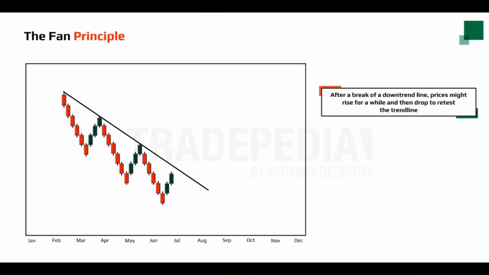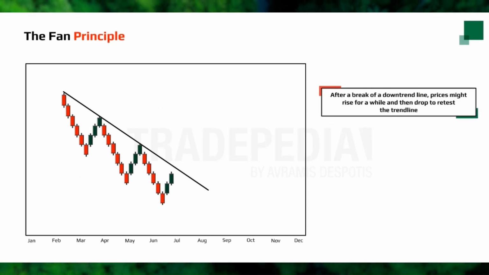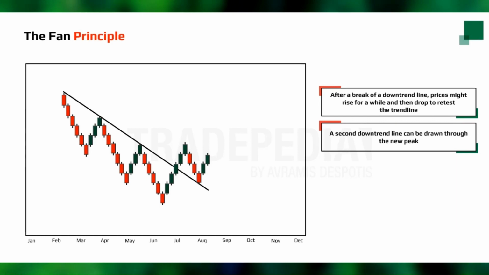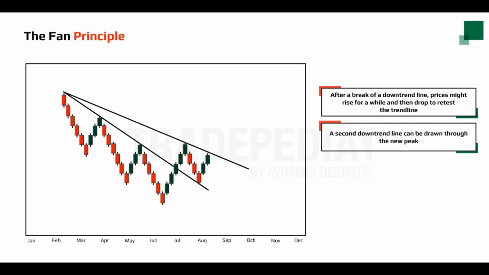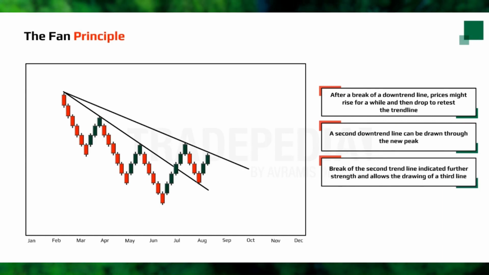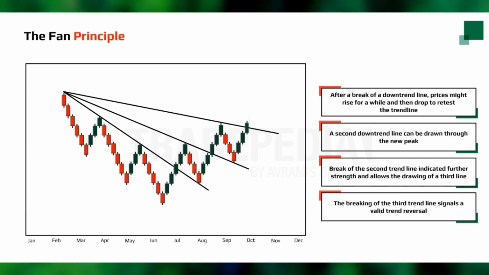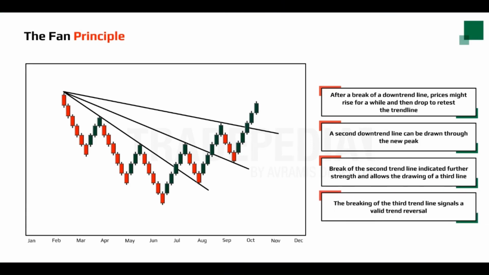After a break of a downtrend line, prices might rise for a while and then drop to retest the trend line, which now serves as a support zone. A second downtrend line can be drawn through the new peak. The break of the second trend line indicates further strength and allows the drawing of a third trend line. The breaking of the third trend line signals a valid trend reversal.